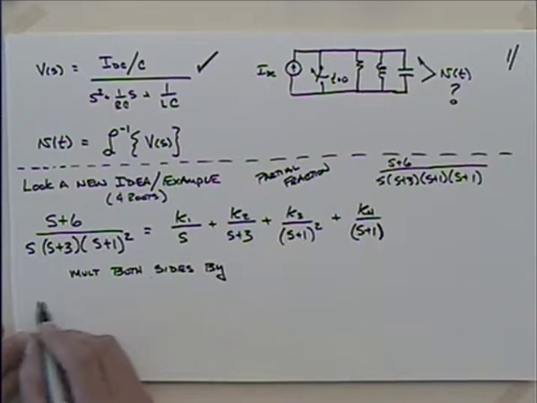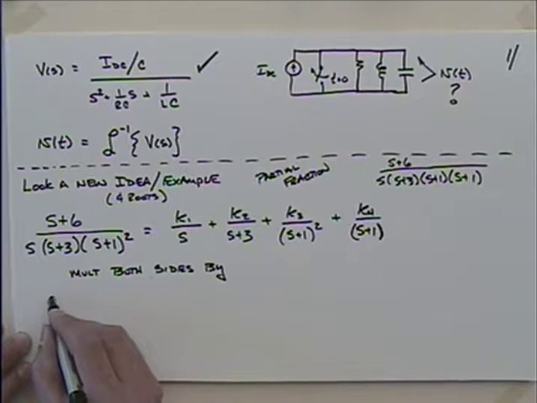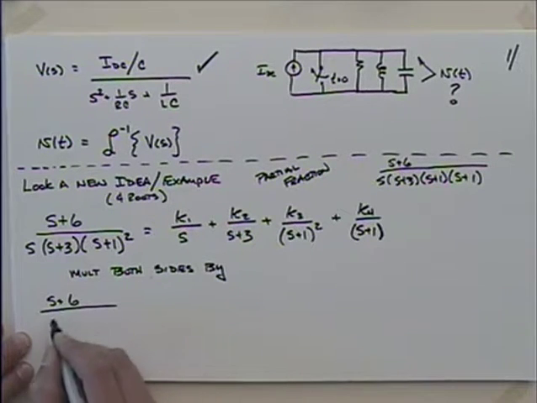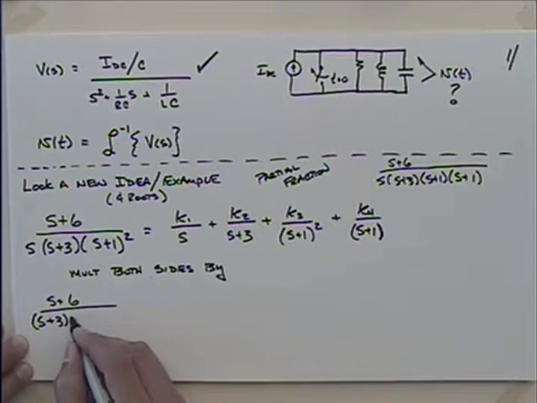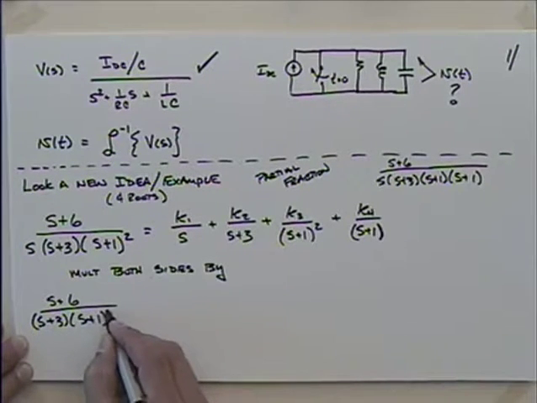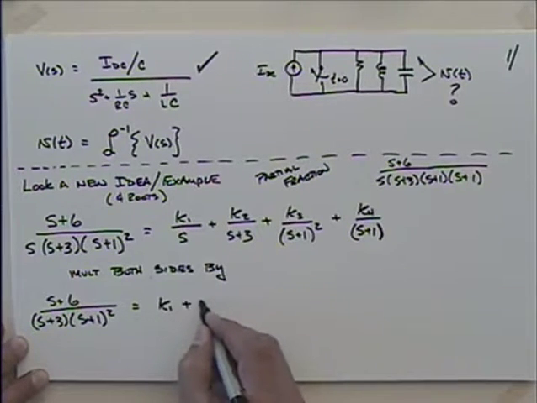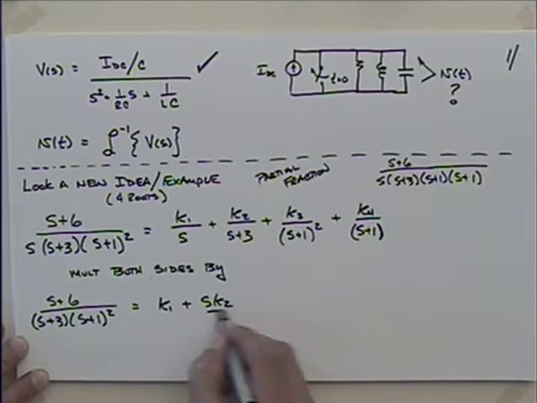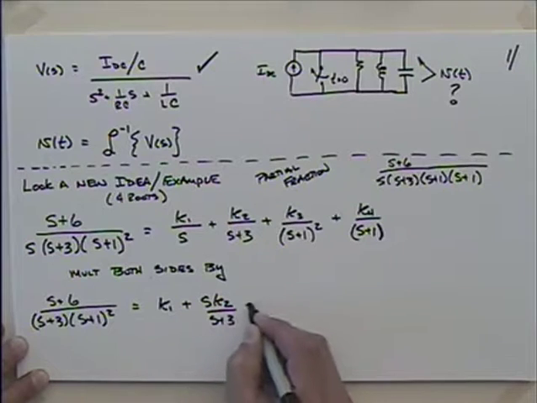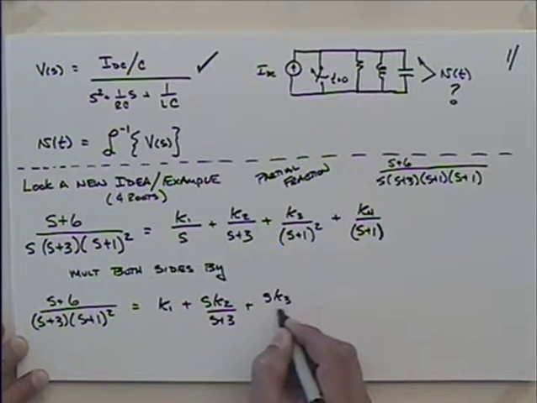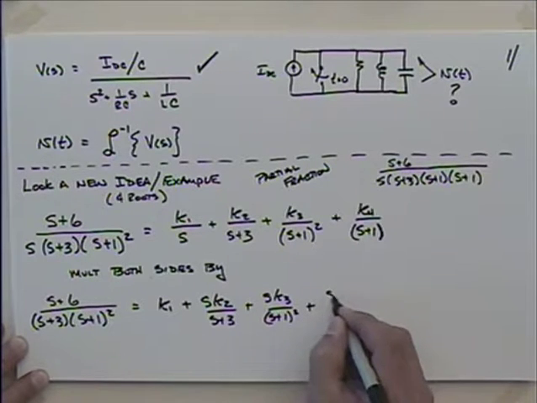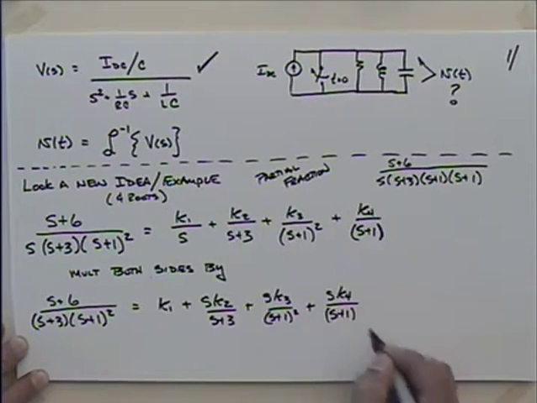Okay, so when I multiply both sides of the equation by s, I get s plus 6 in the numerator, divided by s plus 3 times s plus 1 squared, is equal to k1 plus s times k2 over s plus 3 plus s times k3 over s plus 1 squared plus s times k4 divided by s plus 1.